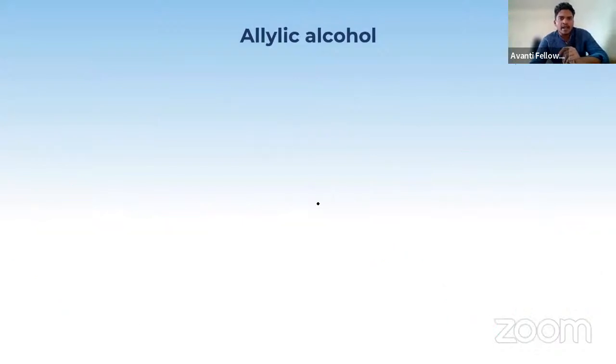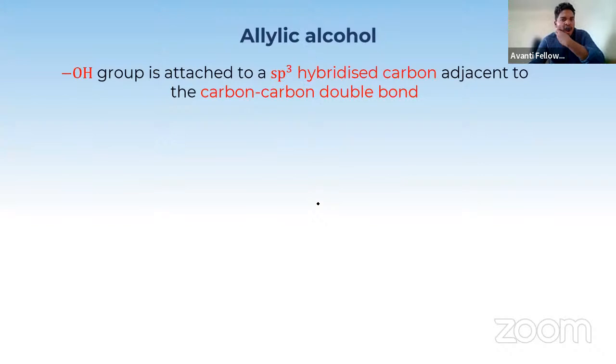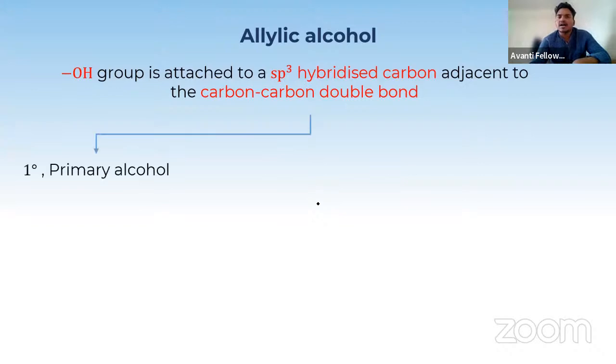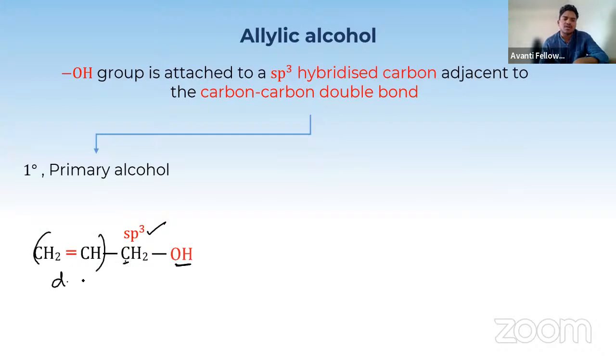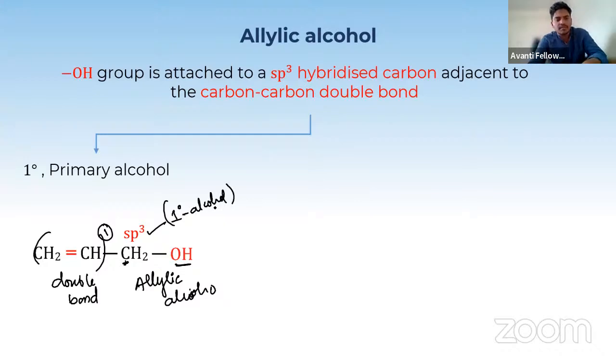Next, allylic. An allylic carbon is simply one attached to an sp3 hybridized carbon adjacent to the carbon-carbon double bond. So you can see here OH is attached to the sp3 hybridized carbon, and this sp3 hybridized carbon is attached to the double bond. So this is called allylic alcohol. And this OH is attached to this carbon, but this carbon is attached with only one carbon, so this is also called a primary alcohol. So, allylic primary alcohol.